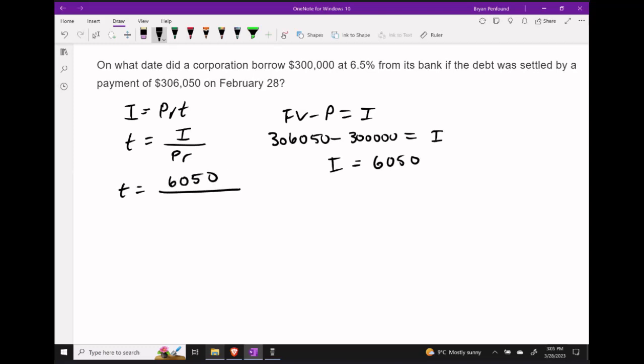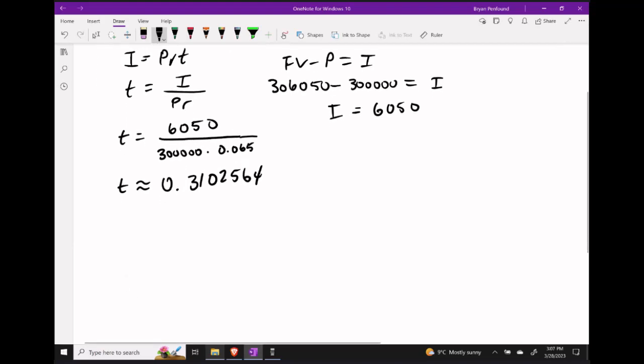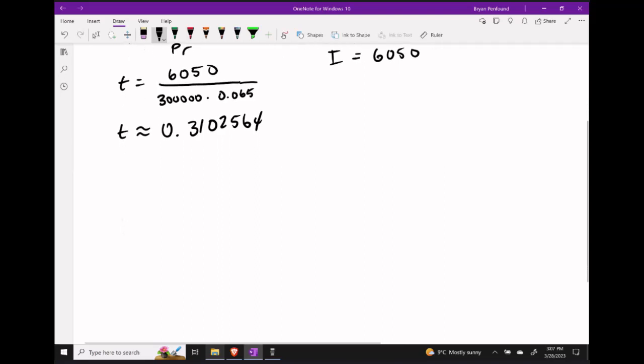We can go ahead and substitute that into our formula for T, and then we'll put in the principal amount of $300,000, as well as the rate of 6.5%. And simplifying this expression gives T as a decimal number of about 0.3102564.